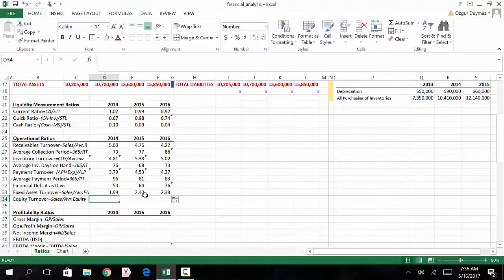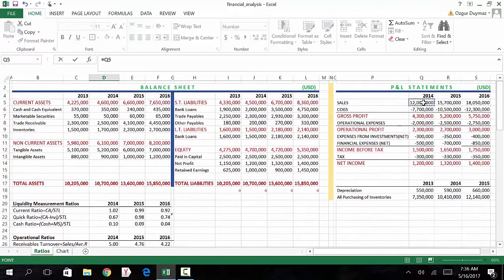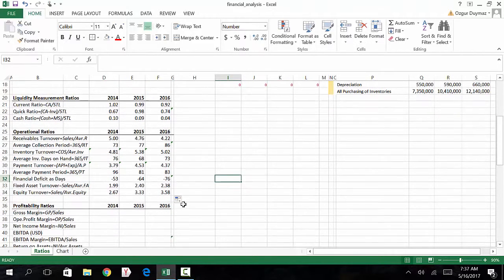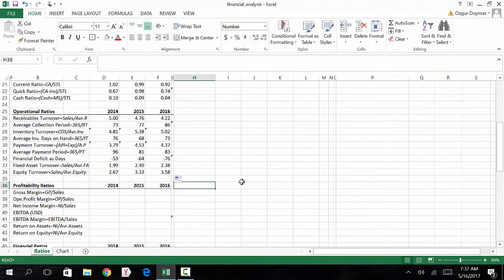And equity turnover, sales divided by average equity, again sales divided by average equity. It's increasing, same as fixed asset turnover.